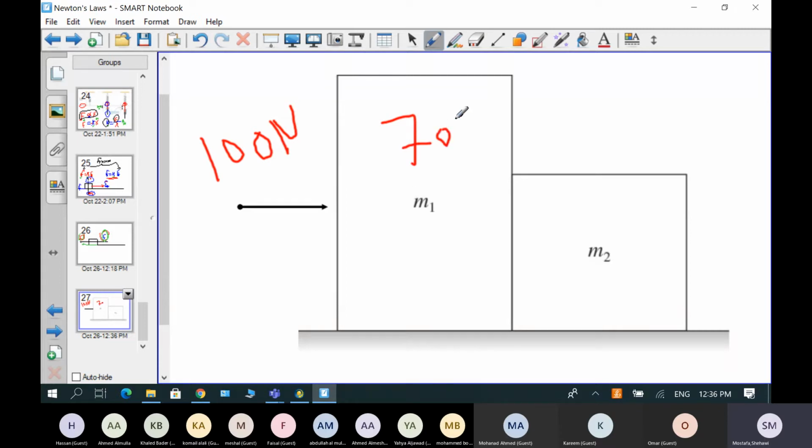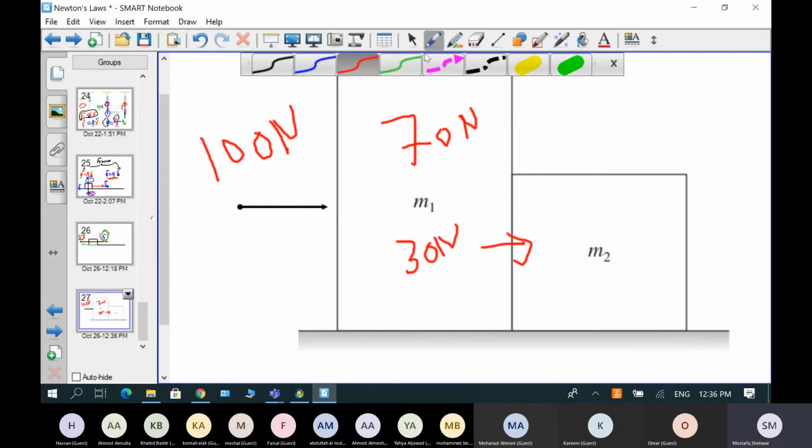What is left, Omar? 30 Newton. 30 Newton, this is the force left. M1 will act on M2 by 30 Newton. Okay, this is case 1.